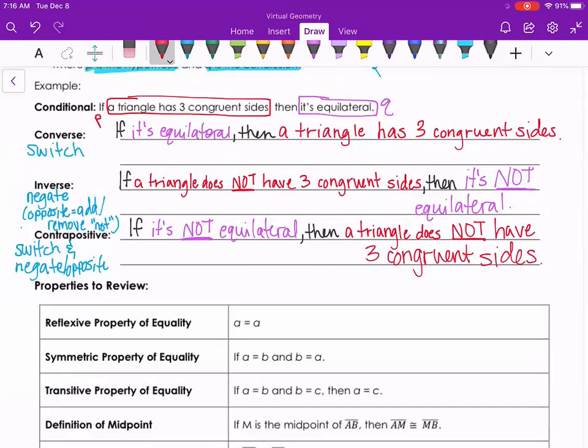All right, so those are our three phrases. So it's all about what's happening. Do you just have to switch them? Do you have to do the opposite of the statements, or do you have to do both? So again, be very careful, make sure you know which one you need to do.